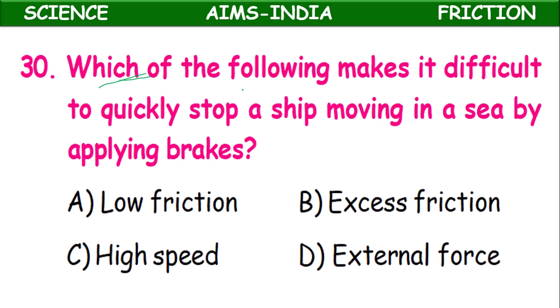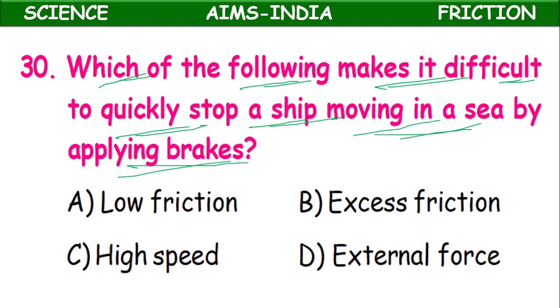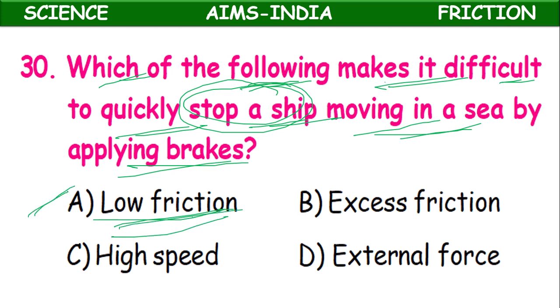Next question, 30th question, children. Which of the following makes it difficult to quickly stop a ship moving in the sea by applying brakes? If there is low friction, we cannot stop a ship easily. If there is more friction, we can stop it easily. Stopping on the road is easy compared to stopping on the water, because water will exert low friction compared to land. So stopping a ship is difficult because of low friction by water. So answer, low friction.